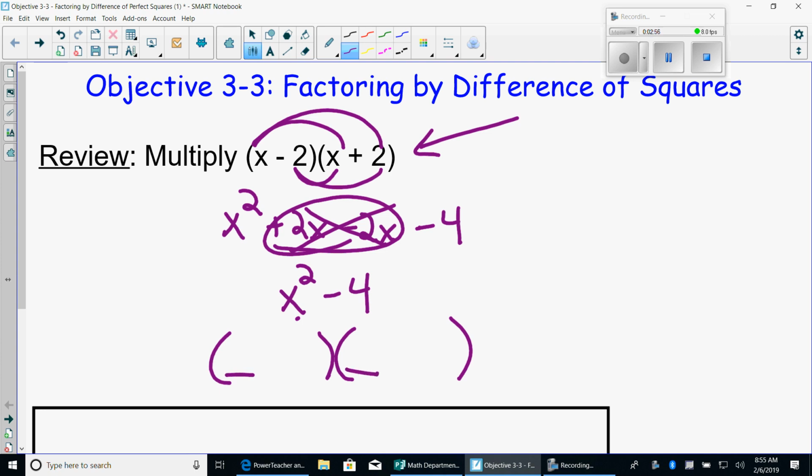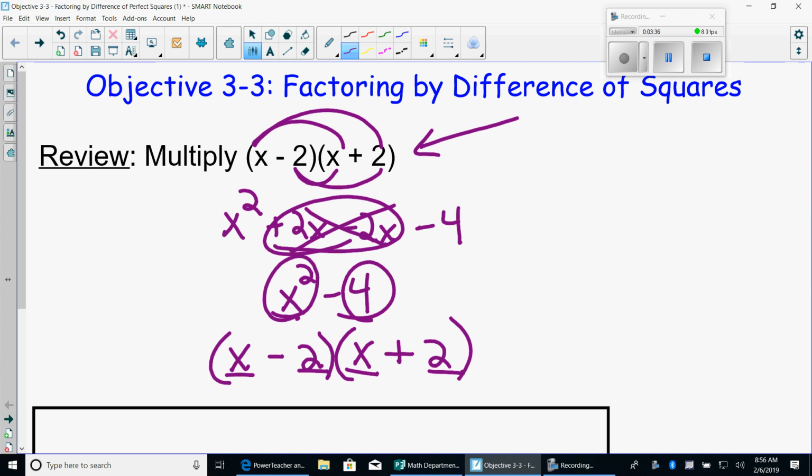First times first is the first piece. So what times what is x squared? X times x. Then last times last is going to be this last piece. So what times what is 4? 2 times 2. And what did we say it's going to be? One negative, one positive. Okay? And we just proved that when you FOIL it back together, you will get x squared minus 4. Okay? But that's how we're going to work from x squared minus 4 to factoring it into two parts.